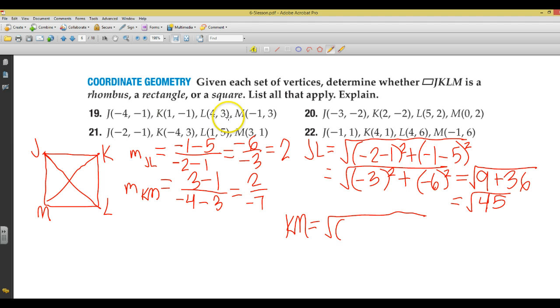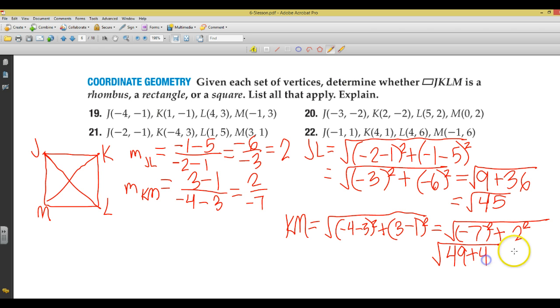So for K and M, my x's are -4 and 3. And for K and M, my y's are 3 and 1. And so my length is the square root of 53, which is not equal to the square root of 45. So the diagonals are not congruent, so it is not a rectangle. So it is none. None of the above. It is not a rhombus, a rectangle, or a square, because the diagonals are neither perpendicular nor congruent.